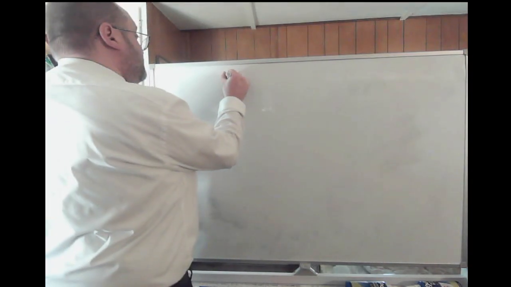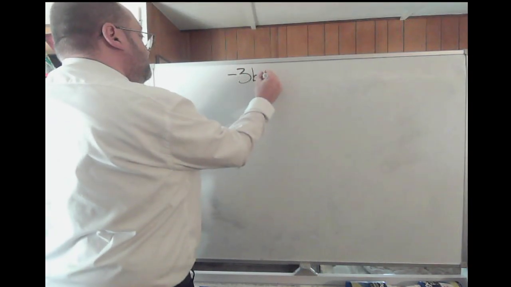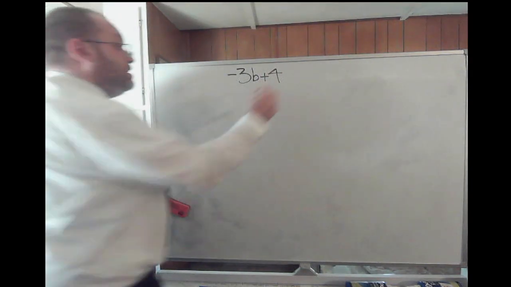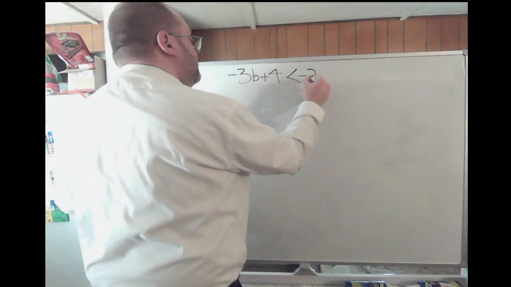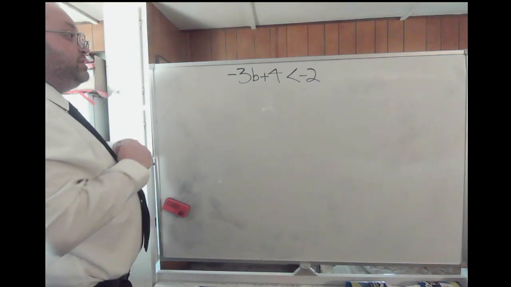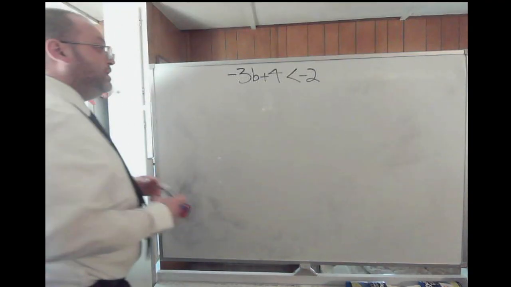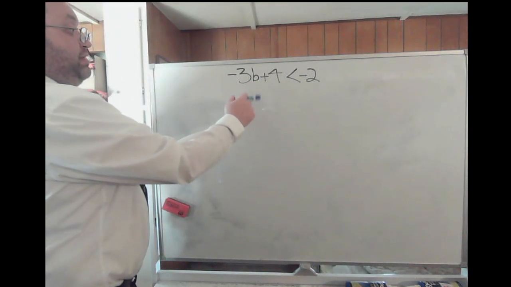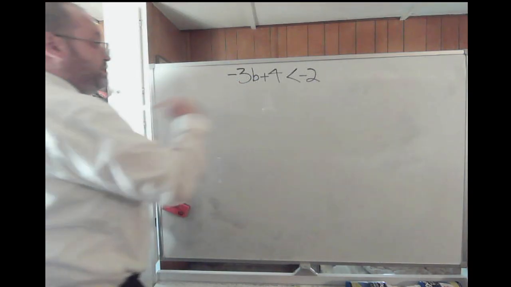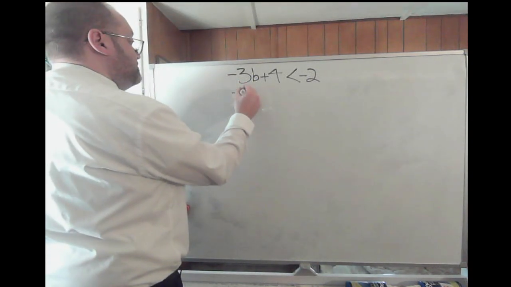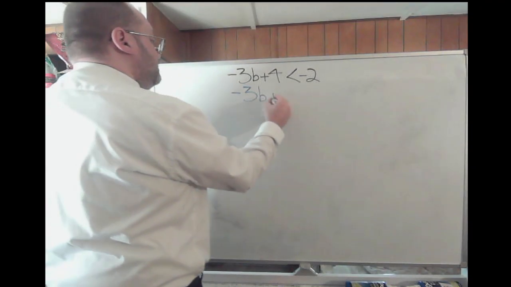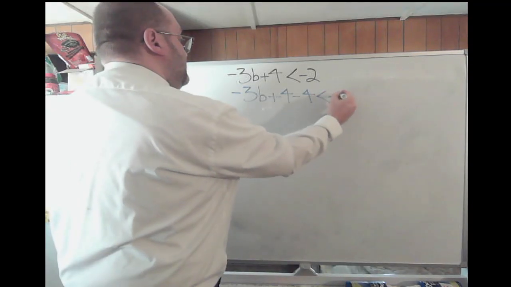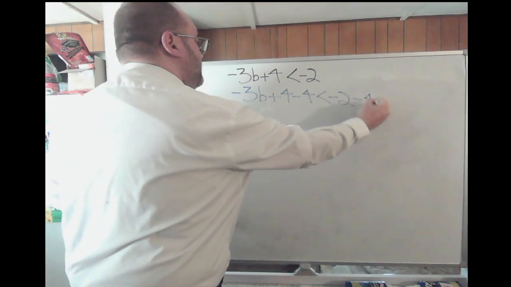Alright, we got negative 3b plus 4 is less than negative 2. So we got negative 3b plus 4 is less than negative 2. Well, we got that plus 4 with the negative 3b. We want to get that negative 3b by itself. We have plus 4, so we need to do minus 4. So you'll have negative 3b plus 4 minus 4 is less than negative 2 minus 4.